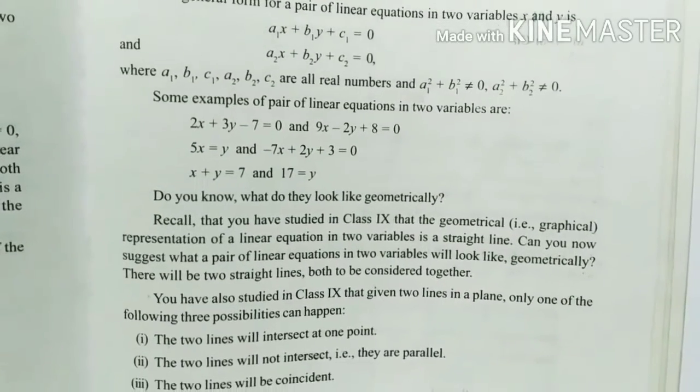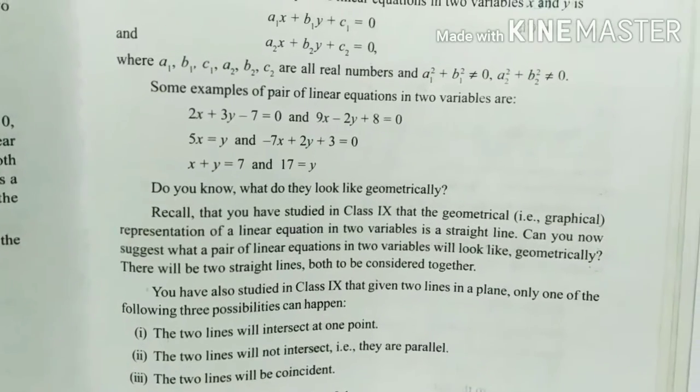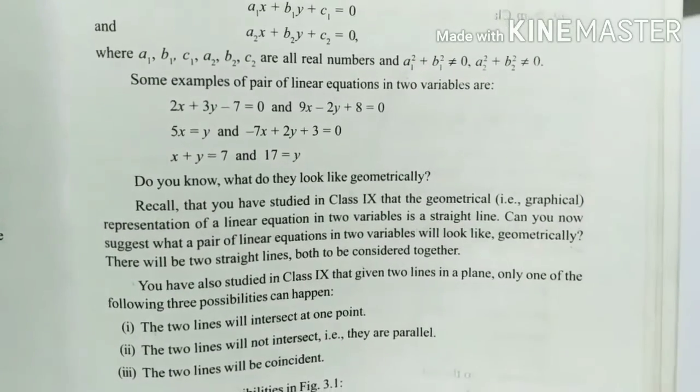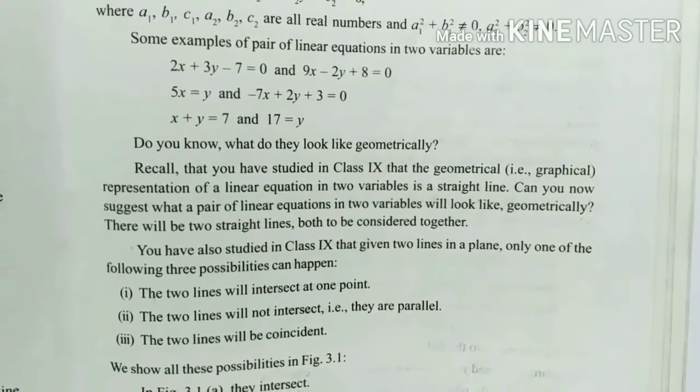Can you now suggest what a pair of linear equations in two variables will look like geometrically? There will be two straight lines, as there are two equations. A pair means there are two equations, so you will get two straight lines, both to be considered together. You have also studied in class 9 that given two lines in a plane, only one of the following three possibilities can happen. The two lines will intersect at one point.